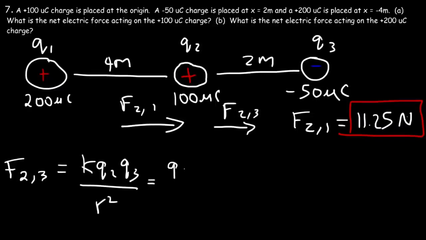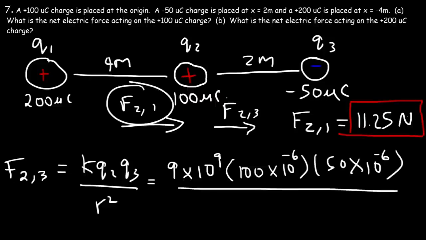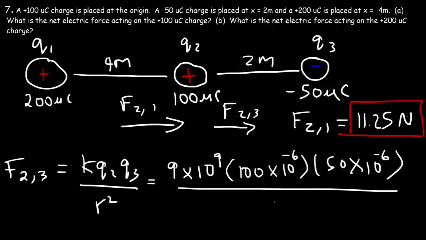So K is a constant. It's not going to change. It's 9 times 10 to the 9. Q2 is 100 times 10 to the minus 6. And Q3 is 50 times 10 to the negative 6. Don't worry about the negative sign. These two forces are positive because they're both directed along the positive x direction. So you can adjust the sign based on the direction of the force. Now R, the distance between Q2 and Q3, is 2 meters. So we're going to divide it by 2 squared.